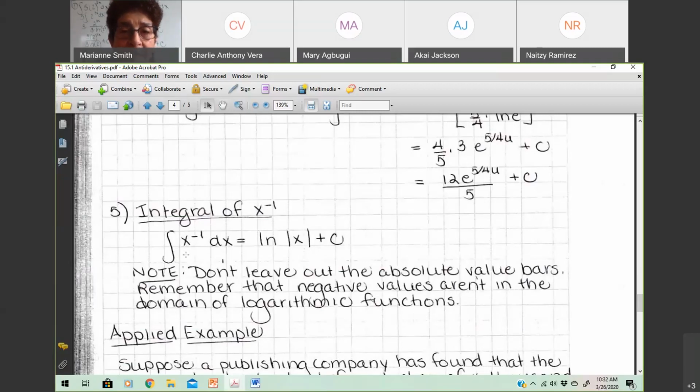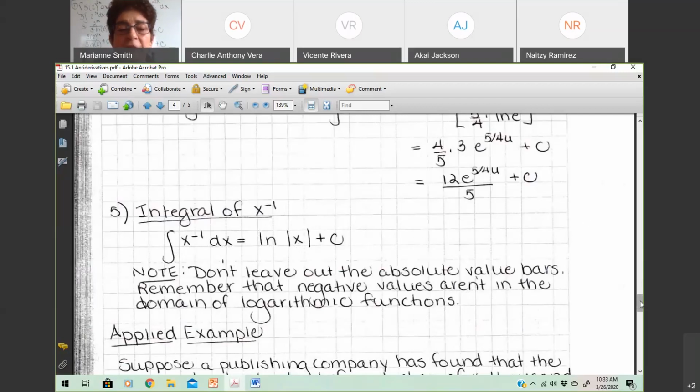That's a special integral. Take a look over here. If I have x to the -1 dx, that's 1 over x. x to the -1 dx integrates as ln of x. Special case. Don't leave out the absolute value bars, because you might remember from college algebra, you can't feed negative numbers to ln. They're not in the domain of ln. So the absolute value bars just ensure that what you're putting in as an argument to log is a positive number. So that's a special integral.